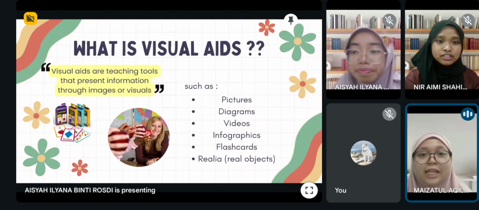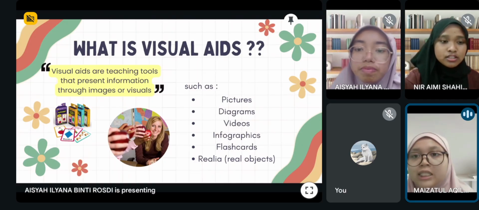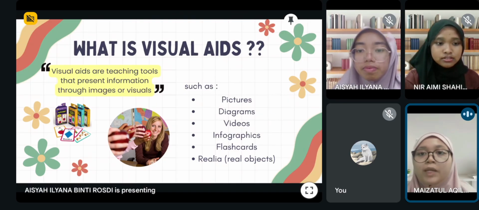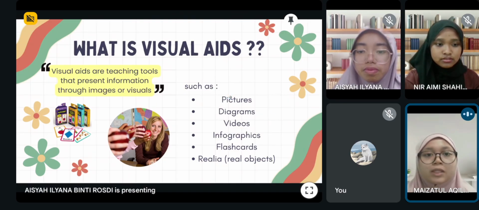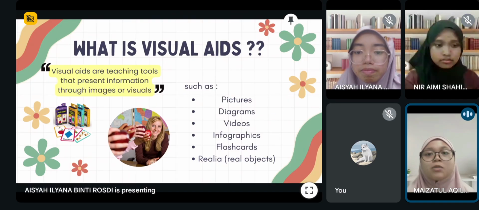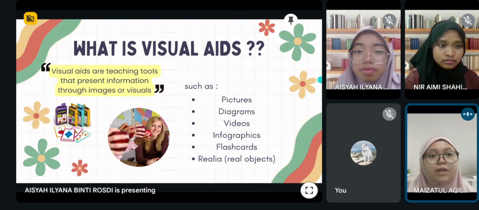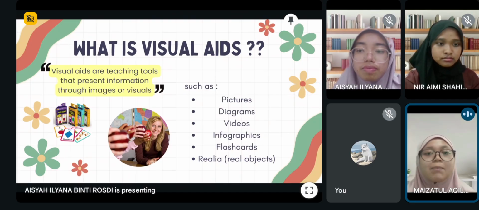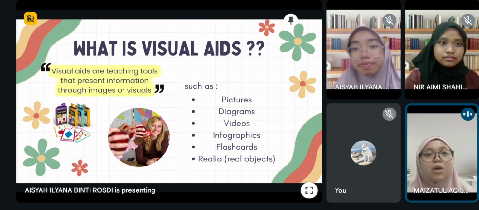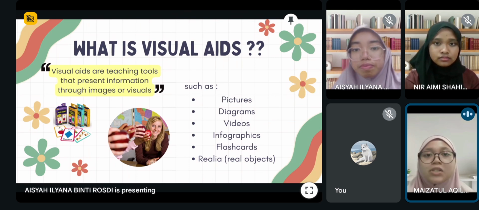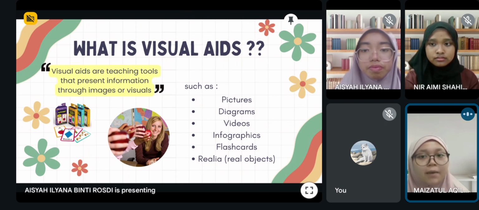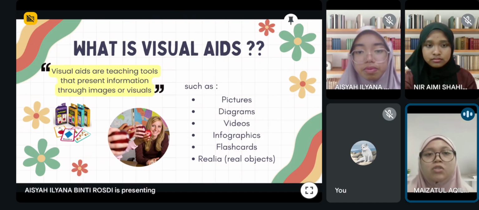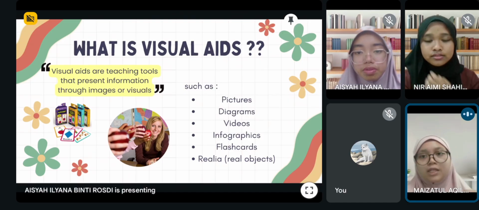So, what are visual aids? Visual aids are teaching tools that present information through images or visuals. Visual aids include pictures, diagrams, videos, infographics, flashcards, and realia, which are real objects. They help children understand better by combining words with images. When children see and hear at the same time, it becomes easier for them to remember and learn new language.